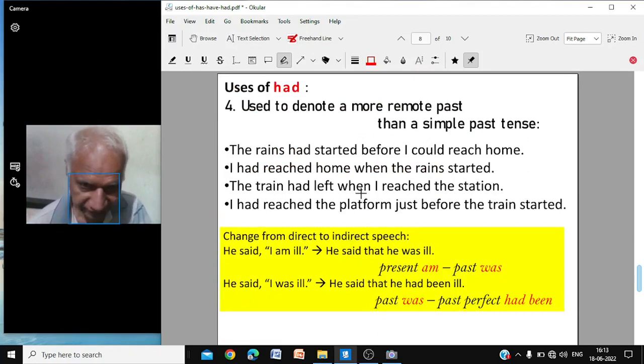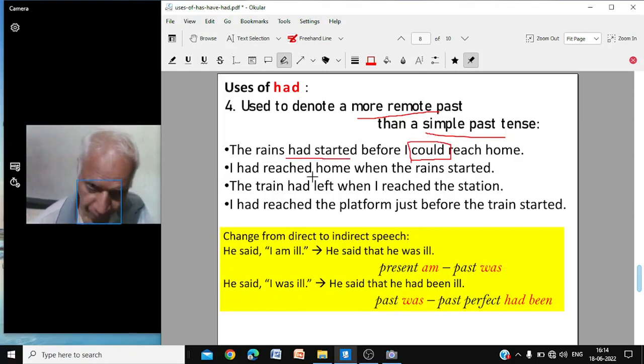Now, another use of had is to denote a more remote past than a simple past tense. The rains had started before I could reach home. See that this is in simple past tense, could, and this is in past perfect. I had reached home when the rain started. Started simple past tense, had reached past perfect.